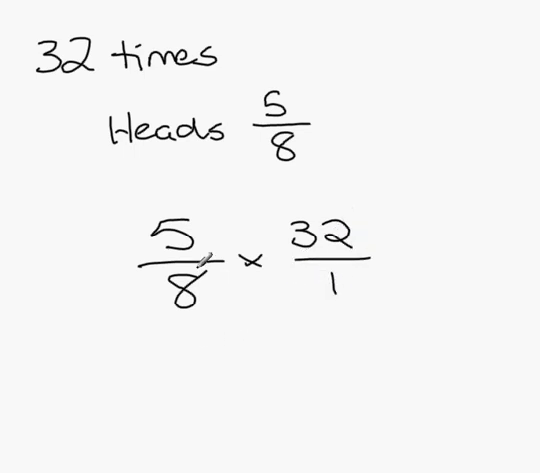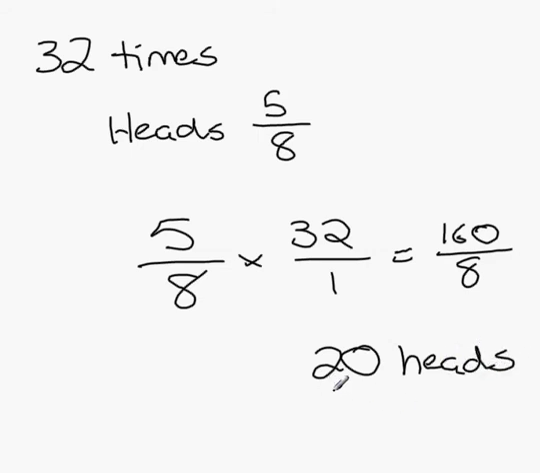Now, this gets a little complex, okay? 5 times 32 is 160. 8 times 1 is 8. But here's the good news. You reduce this down, 160 over 8. If you don't remember how to reduce a fraction with this, go back and look it up. If you reduce this down, it actually comes to be 20. So the penny itself landed heads up 20 times.